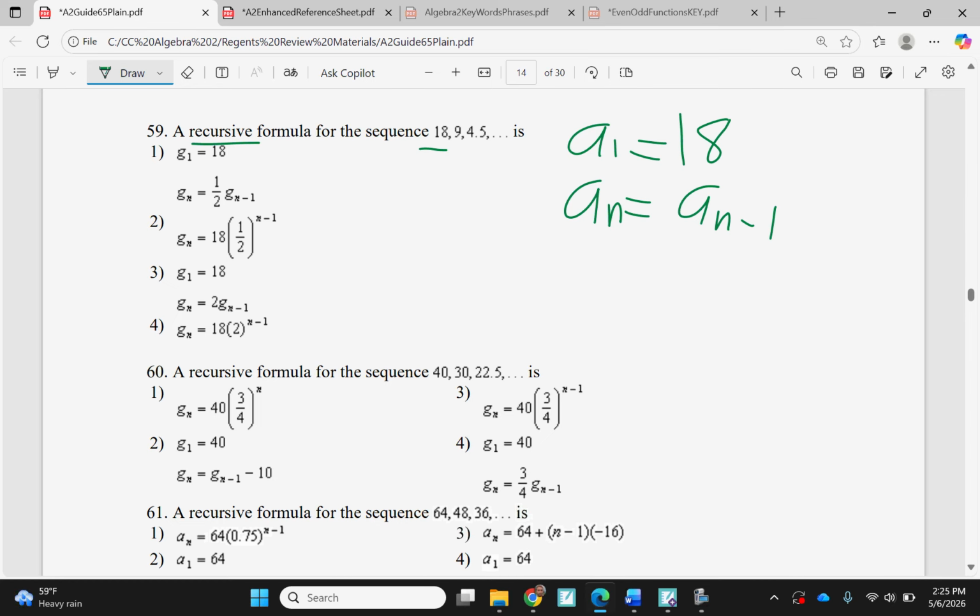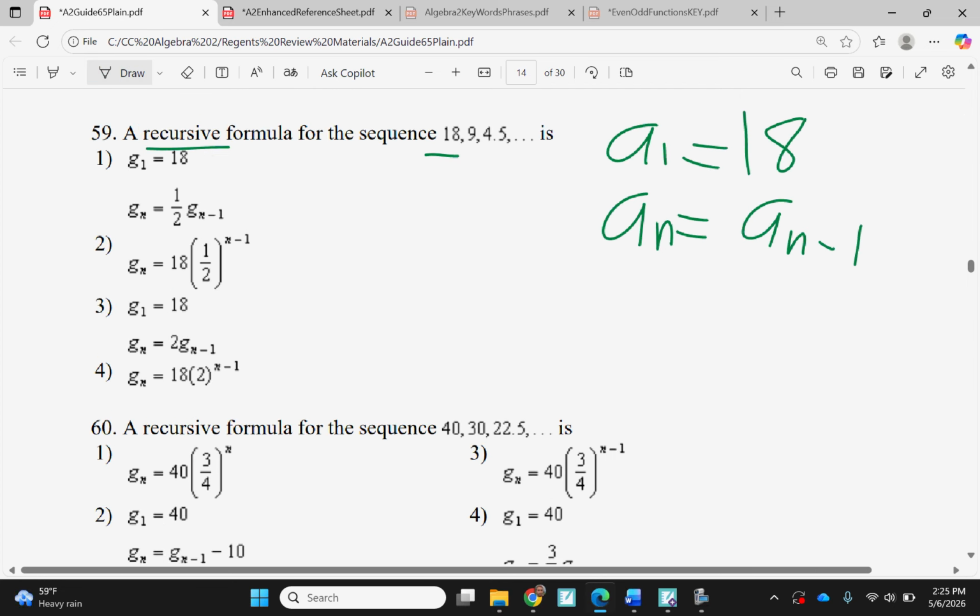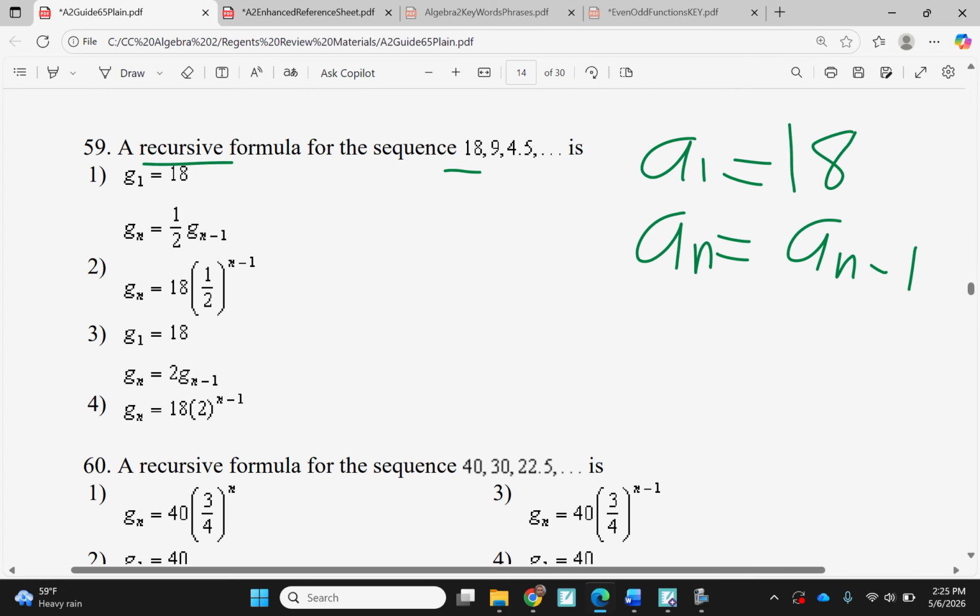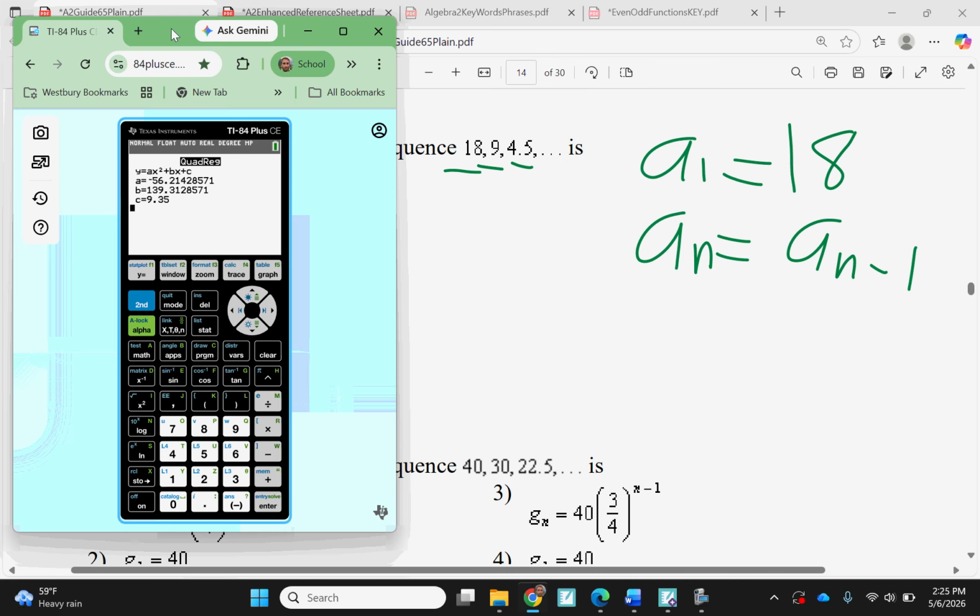And if you can't tell, you can subtract, divide. So I'm going to subtract: 9 minus 18, 4.5 minus 9. The second minus the first, not the first minus the second. Do they subtract to the same thing? No. So I'm going to divide.